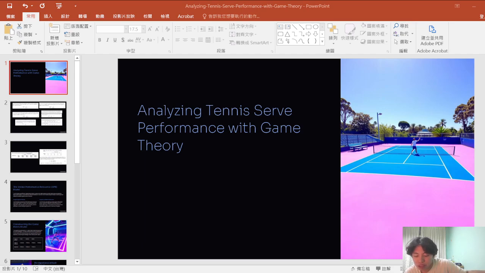Across 40 matches, player A exhibited fewer scenarios with zero pure strategy Nash equilibria, but more with two strategy Nash equilibria than player B. This highlights the effectiveness of player A's serve tactics in maximizing competitive advantage.